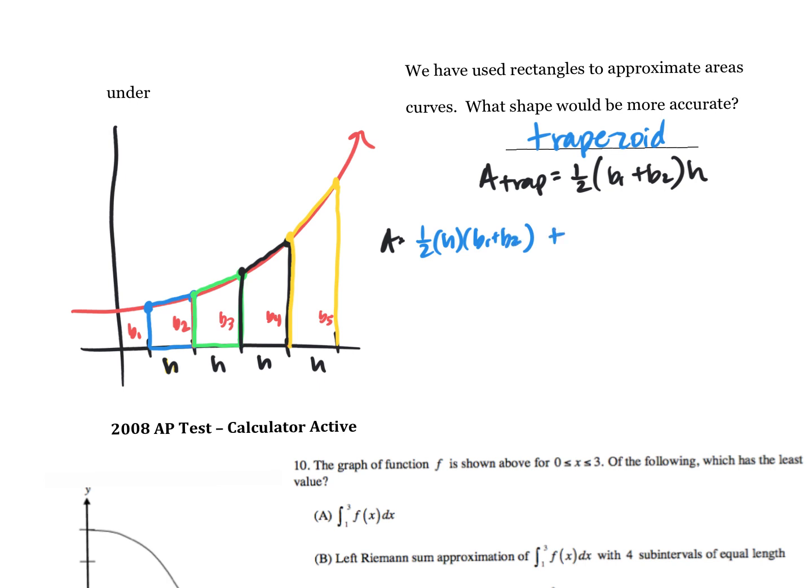What about my green trapezoid? What is its height? H, B2, B3. Yeah, my B2 and B3 are used now as my bases. Had I already used B2? Yeah, and that's okay. You can use it again. In trapezoidal, you'll use it again.